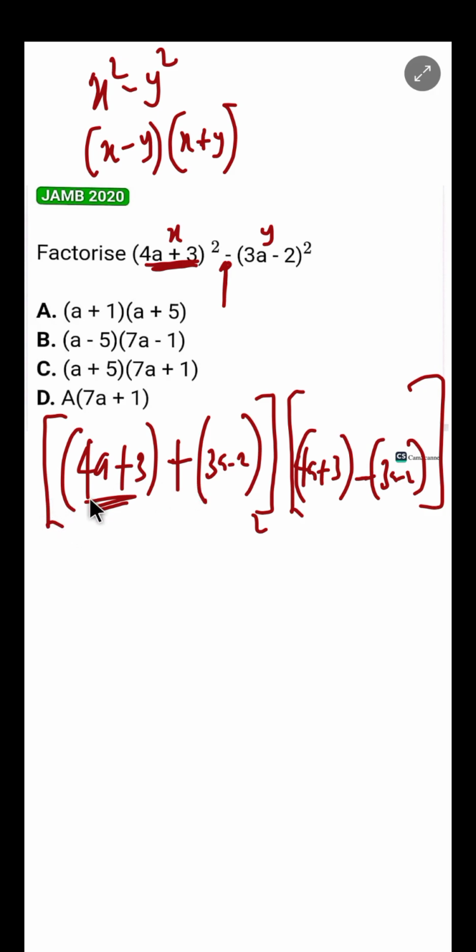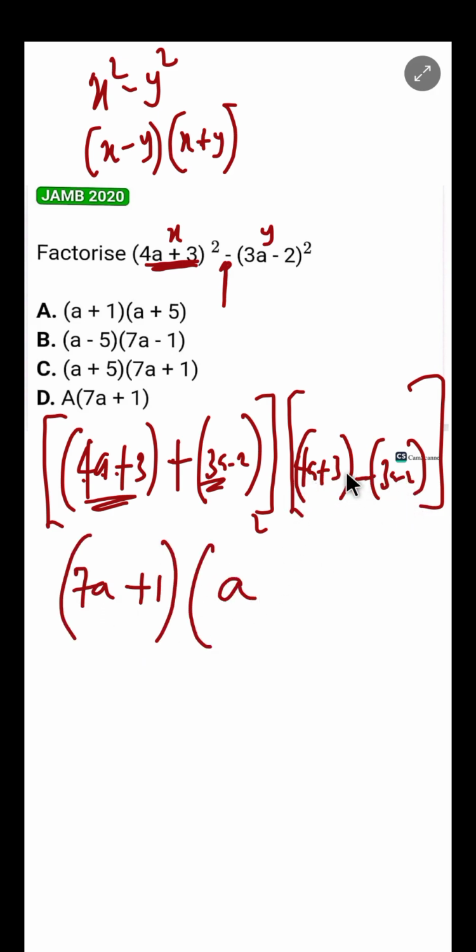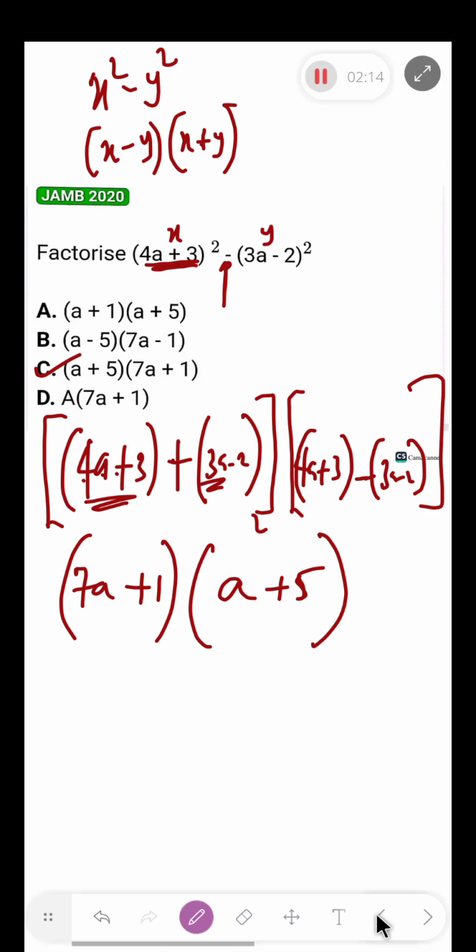So in this case, when I add all this together, 4a plus 3a, that's what? That's 7a. And I have plus 3 minus 2, and that's plus 1 in this bracket. So in the other bracket, I have 4a minus 3a, that's a. I have 3 minus minus 2, and that's 3 plus 2, and that's plus 5. So I think the answer is coming out: a plus 5, 7a plus 1. So C is correct. And let's go ahead. You still have more questions too.